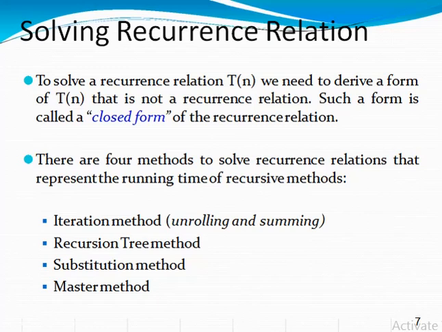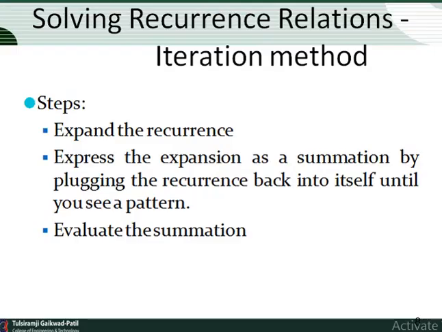There are four different methods, as I already said, to solve the recurrence relation that represents the running time. Of course, it depends upon the running time of a particular relation of those recursive methods. The first method is the iteration method, second is the recursion tree method, third is the substitution method, and fourth is the master method. We are going to see all four methods in detail in the upcoming slides.